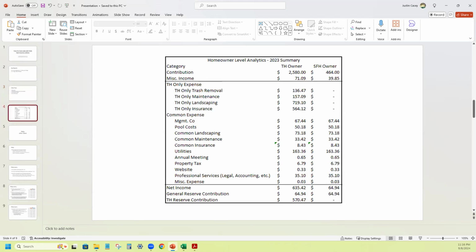So I'll flash this on the screen. This is kind of the output of the entire process. We will get into this, and we will recalculate every number here that you see on this slide. But this is a visual level of understanding that a homeowner has never had access to before. Basically, for 2023, a townhome owner and a single family homeowner can understand, with a good level of accuracy, where their dollars went.